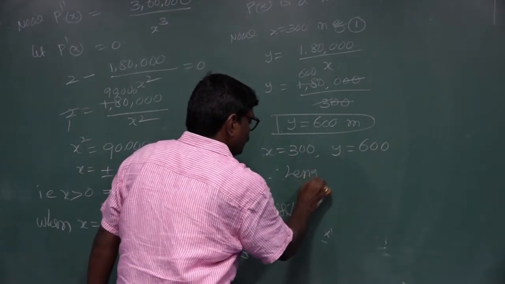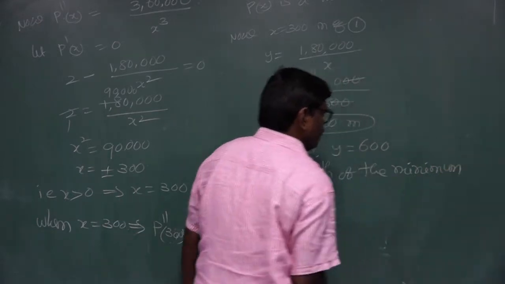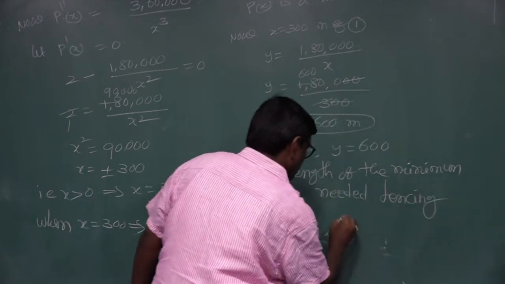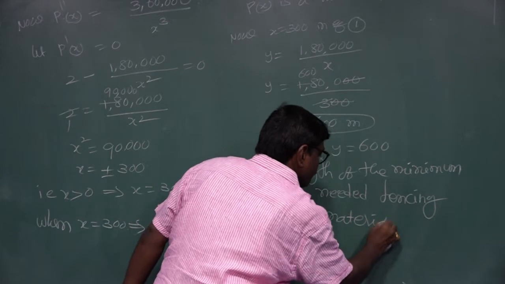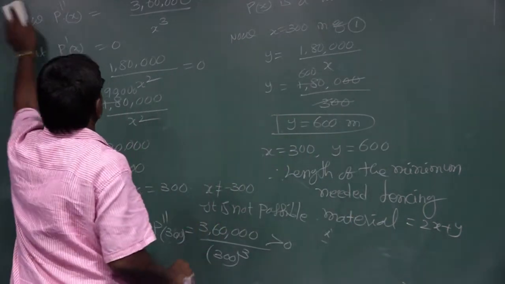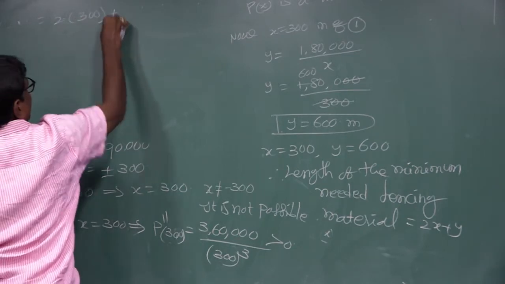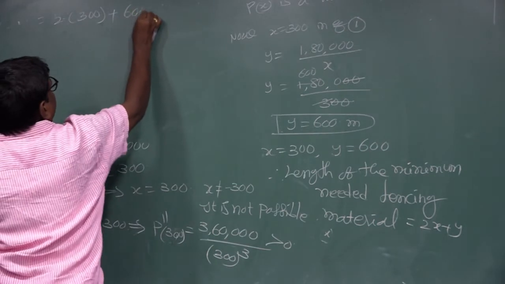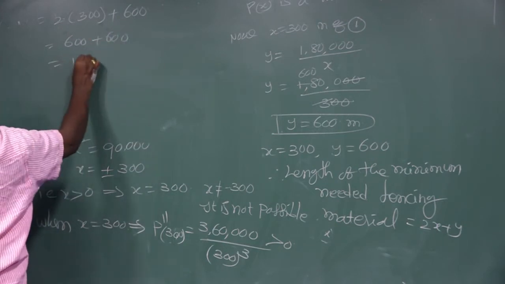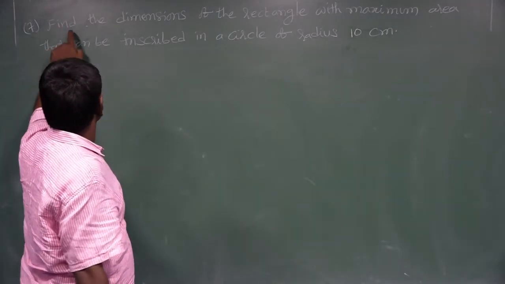Therefore, length of the minimum needed fencing material equal to 2x plus y. 2 into 300 plus y value is 600 equal to 300 plus 600 equal to 1200 meters. Dear students, seventh problem.